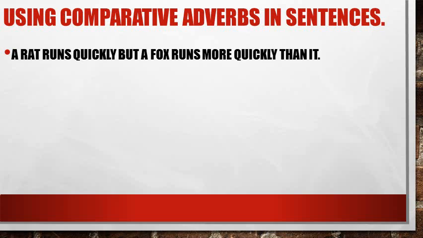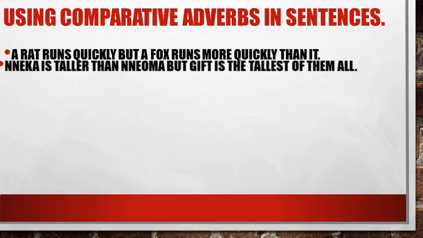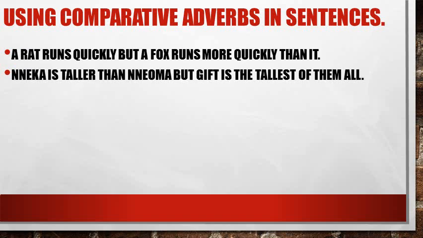So now, their nature pertaining to the action they perform. A rat runs quickly, but a fox runs more quickly than it. Let's look at example number 2. It says, Nneka is taller than Nneoma, but Gift is the tallest of them all.